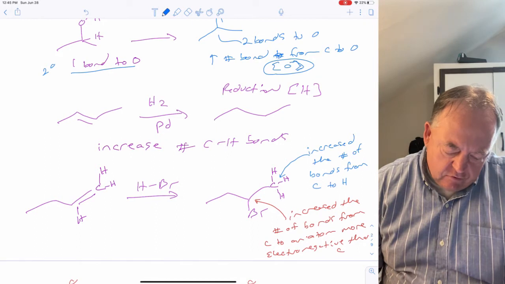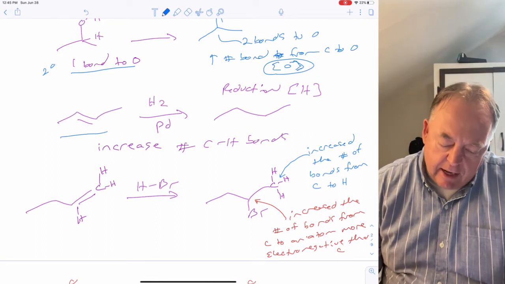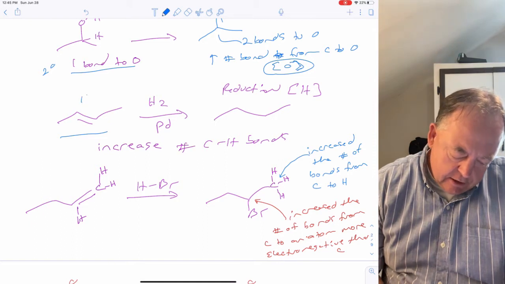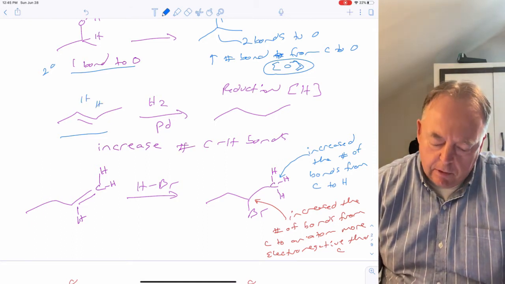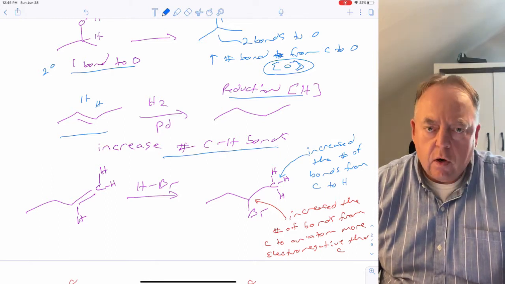So for examples of reduction, if we took this alkene, we looked at this in chapter 8, hydrogenation adds hydrogen and hydrogen across the C=C double bond. So that's a reduction, right? You increase the number of bonds from carbon to hydrogen.